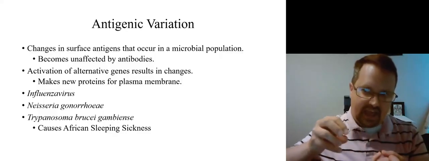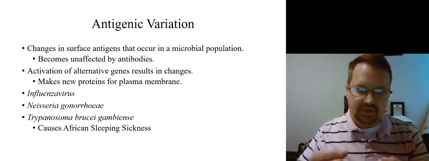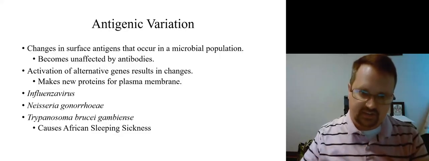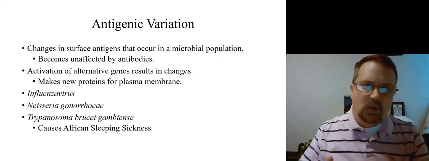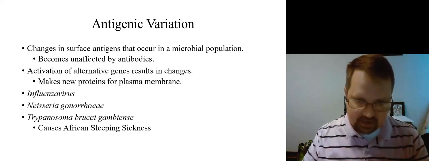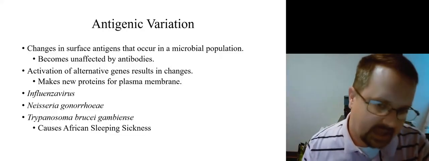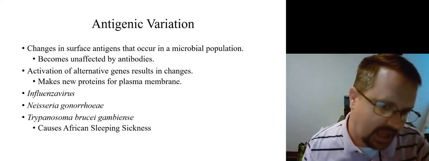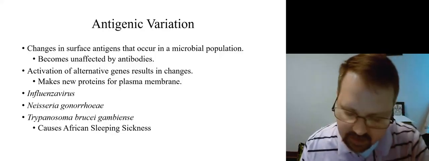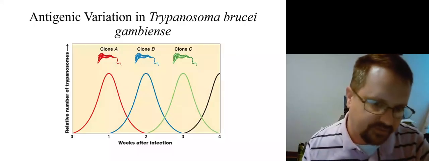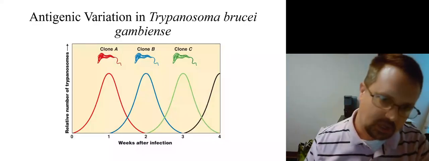If we can vary the antigens on the surfaces of things and make new proteins on the plasma membranes with alternate genes that we have in bacteria or, let's say, a protozoan, we can now evade the antibodies that we're making. Influenza virus does this. Neisseria gonorrhoeae, Trypanosoma brucei, the subspecies gambiense, that causes African sleeping sickness. So, for example, after infection, you will start to see new clones showing up with new antigenic variations.